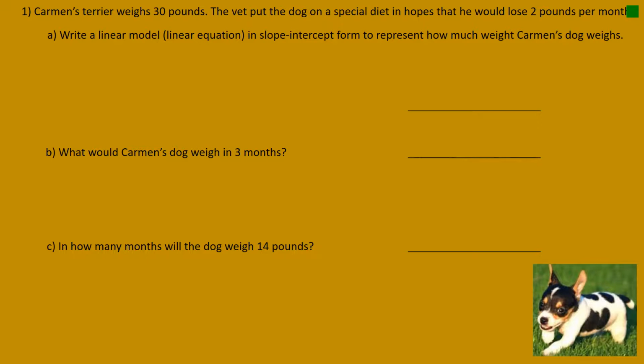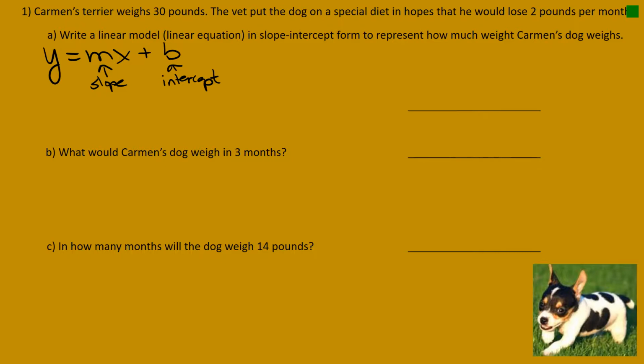Okay? So it says write a linear model in slope-intercept form. All right, slope-intercept form is this: y equals mx plus b. Because remember, m is our slope and b is our intercept.